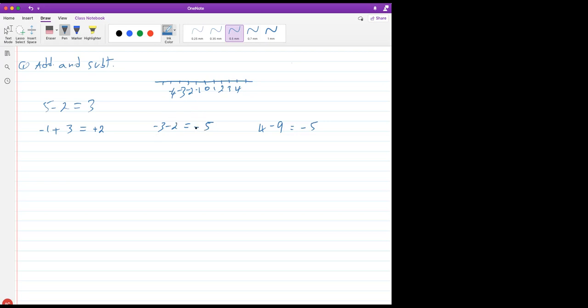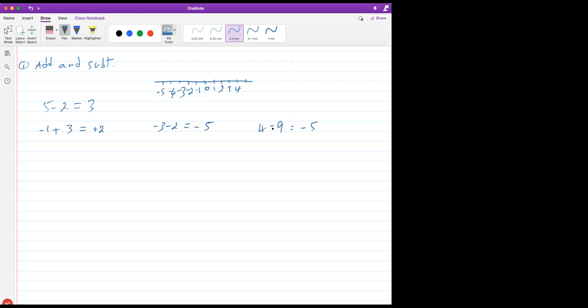For this one, the reason why we say -5 is because we start from here, and then which direction do we go? Two places to the left. That's right, 2 places to the left. So we start from -3 and go to the left. -3 is here, so we go 1, 2, that's -5. That's why we say -5.